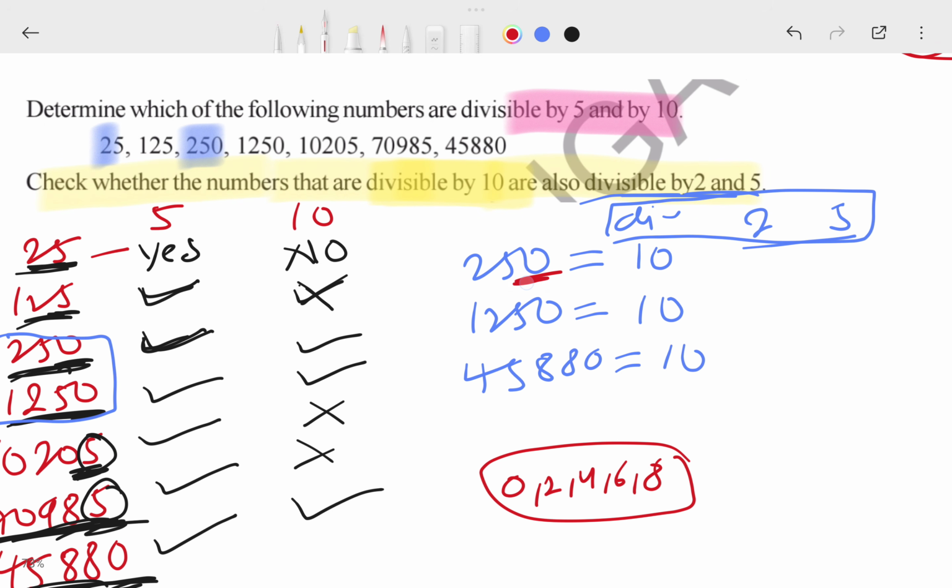So at the end of this there is a 0, yes, so it is divisible by 2. At the end of this there is a 0, yes, it is divisible by 2. At the end of this is 0, so it is also divisible by 2.